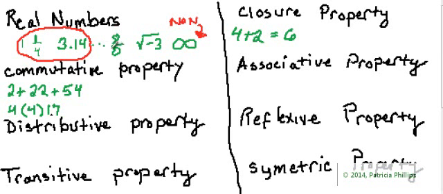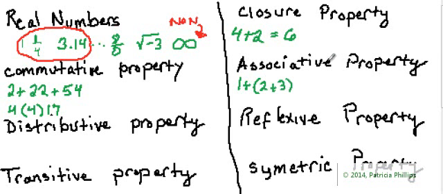Okay, so the next property that we have is the associative property. And it simply states that when adding, if you change the grouping symbols, it will not affect the answer. So the associative property only applies to addition. So let's try some really simple numbers here so I can explain to you what this property is.